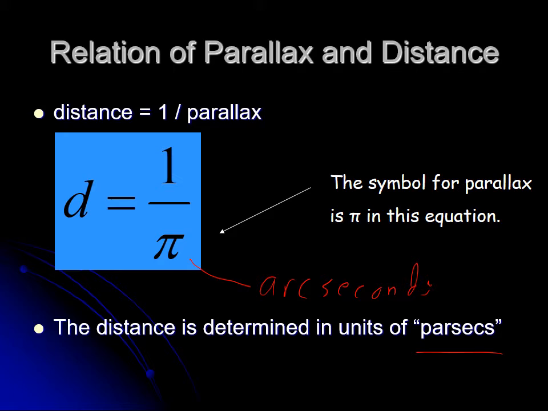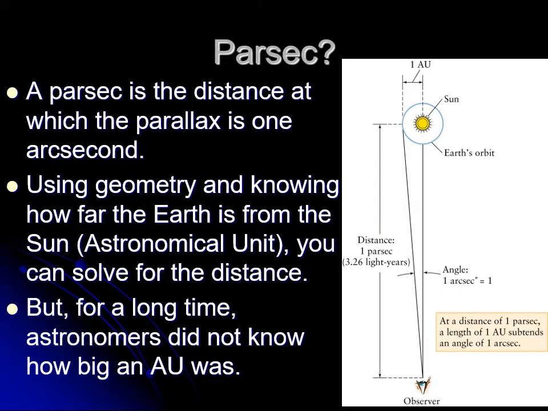So what is a parsec? A parsec is defined to be the distance at which the parallax is 1 arcsecond. Actually, most books define it in this weird sort of way, and that is that a parsec is the distance at which 1 AU subtends 1 second of arc. Well, what does that mean? It means that 1 AU is 1 arc second from that distance. Well, what's an AU? An AU, or an astronomical unit, is the average distance Earth is from the sun.